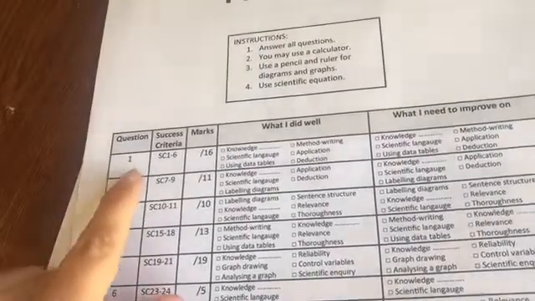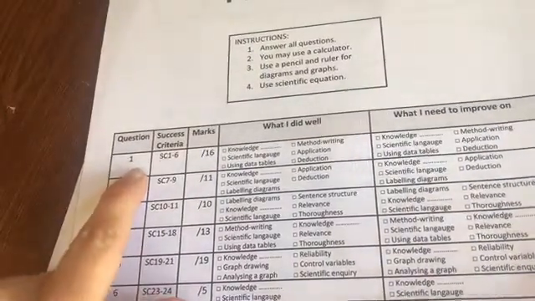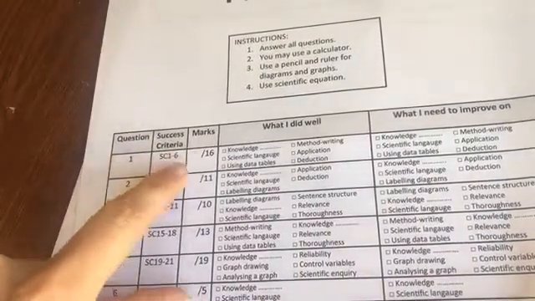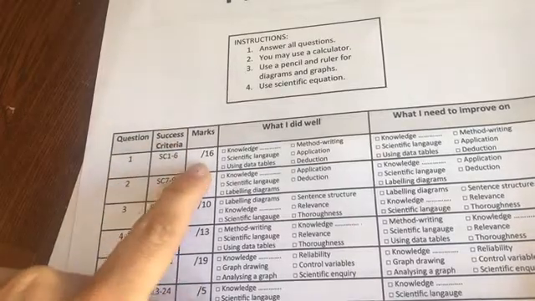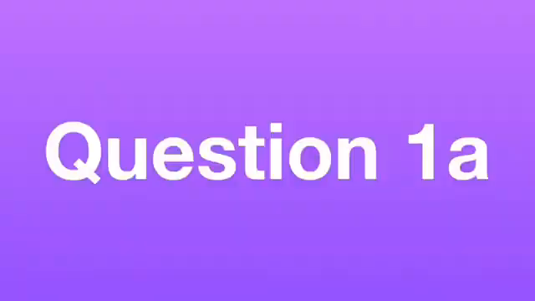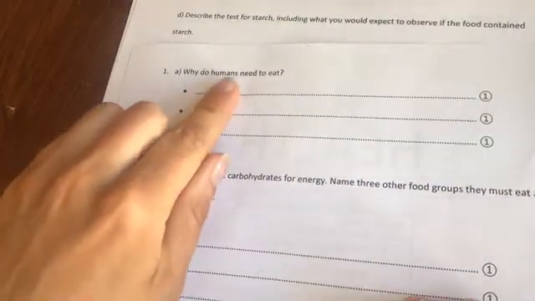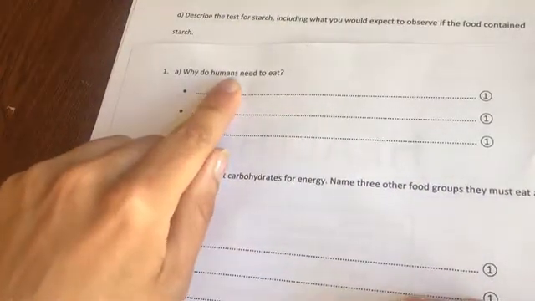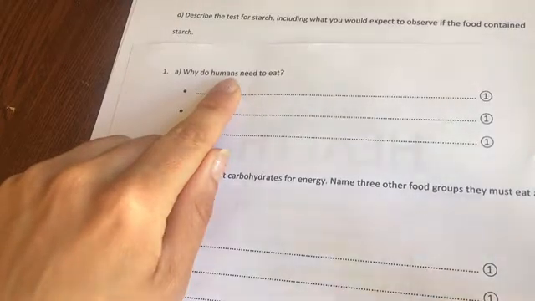Okay, so let's start with question 1, which is covering SC 1 to 6 from the summary notes, and it has 16 marks available. Okay, so the first question says, 1A, why do humans need to eat?